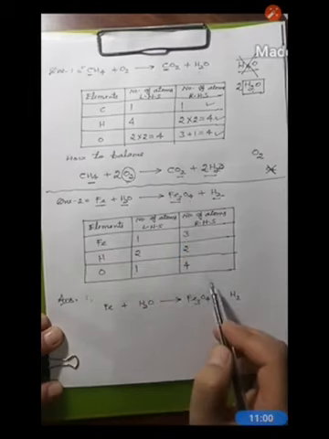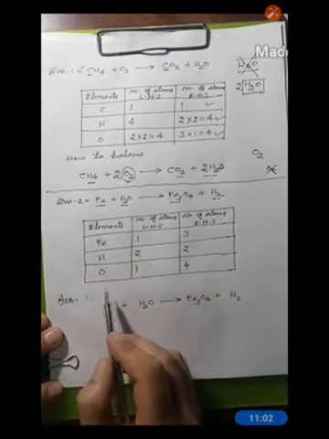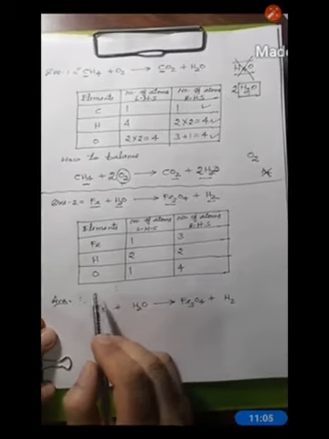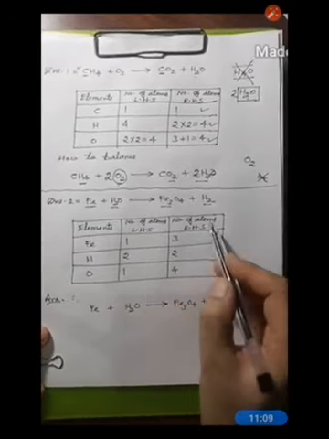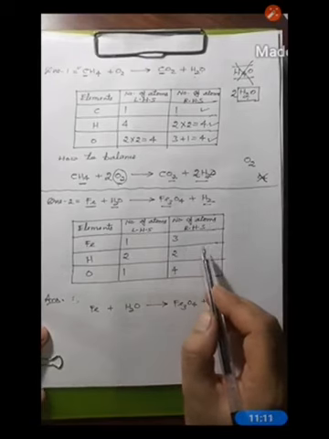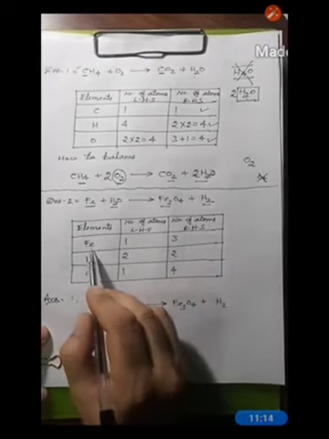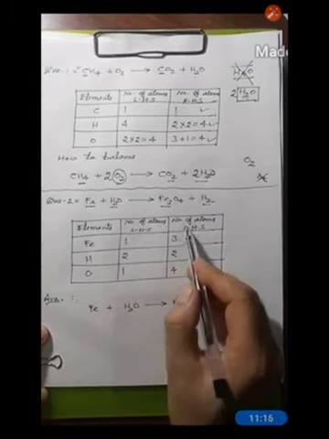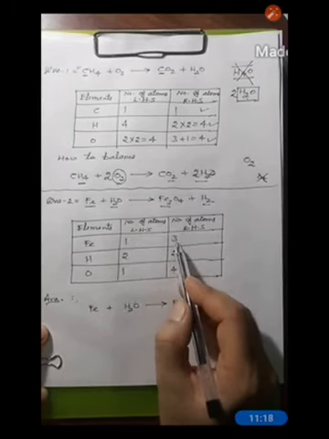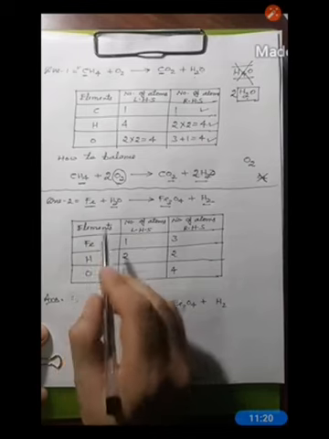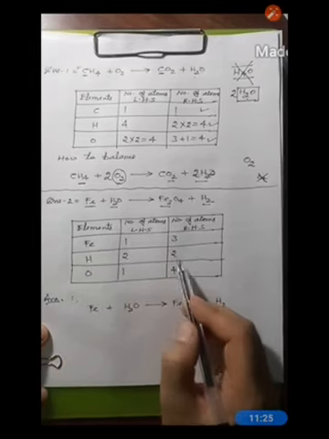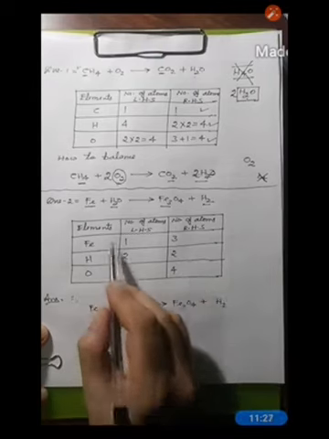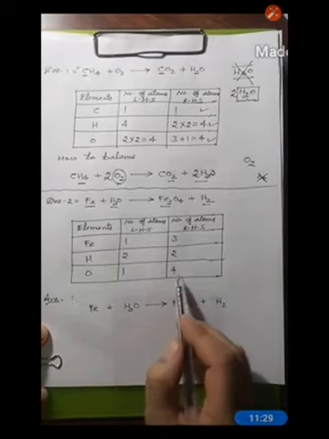Again we draw a table and make 3 columns. In the first column we write the elements, in the second column the number of atoms on the left hand side, and in the third column the number of atoms on the right hand side. You see iron: left hand side 1 atom, right hand side 3 atoms. Hydrogen: left hand side 2 atoms, right hand side 2 atoms, so this is balanced. Oxygen: this side only one oxygen atom, right side 4 oxygen atoms.